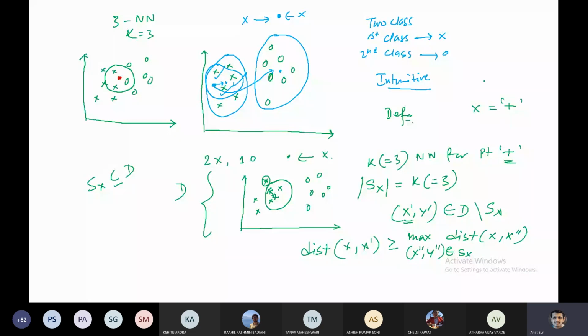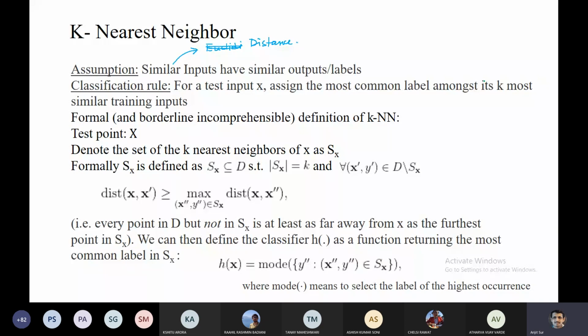Okay, it's clear. So that part we understand. Every data point in D but not in Sx is at least as far away from X as the furthest point in Sx. That is exactly what we have discussed. We can then define the classifier H as a function returning the most common label of Sx.